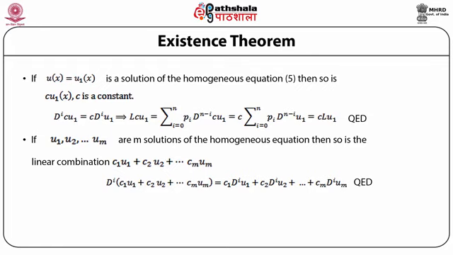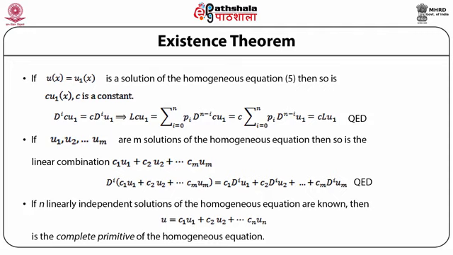is equal to c1 times Lu1 plus c2 times Lu2 plus so on till cm times Lum. This follows from the linearity of L, and it equals 0.